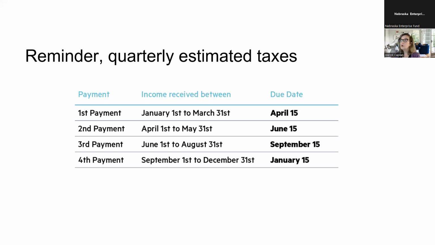And then again, this is when the estimated taxes are due. So we have our third payment. This was based on income received from June 1st to August 31st. This is actually due on Thursday, and you can pay online if you haven't already paid. So I would talk to your accountant. And again, I don't want you to stress.